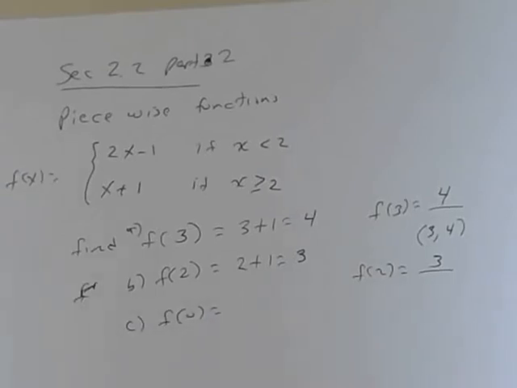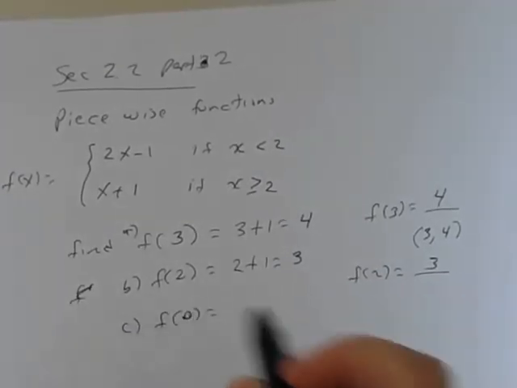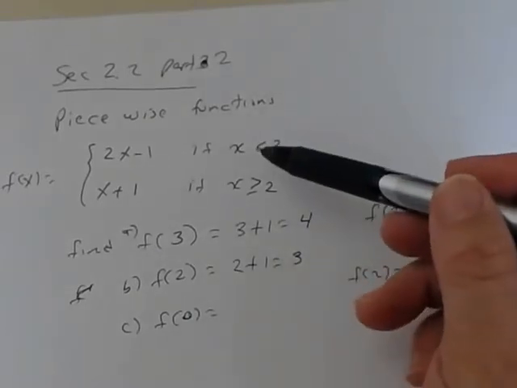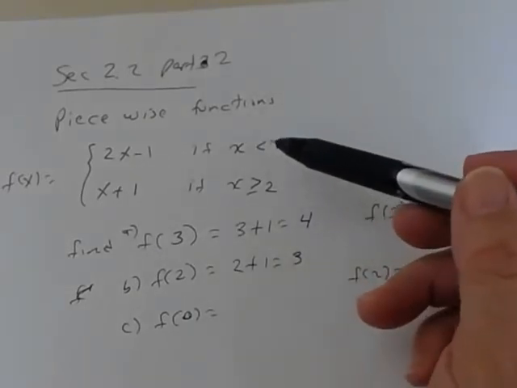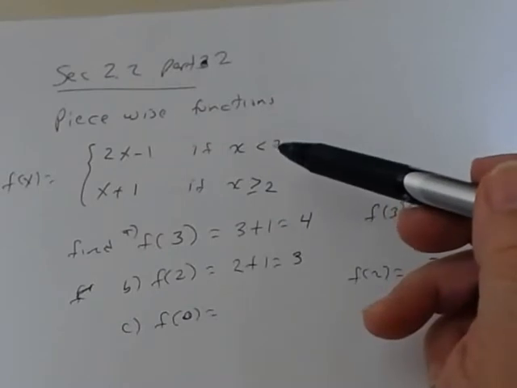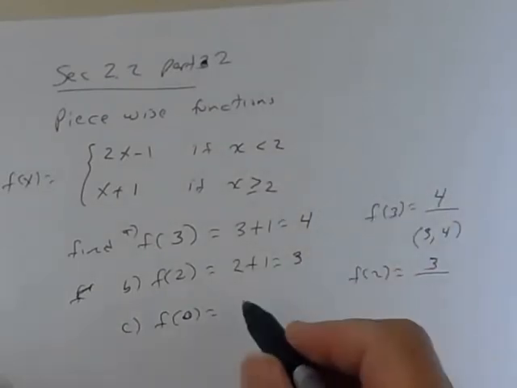Which one are you going to use? The first one. Because the first one is where you're using all numbers that are less than what? 2. Is 0 less than 2? Yes. So you use the first one. So you use the first function.